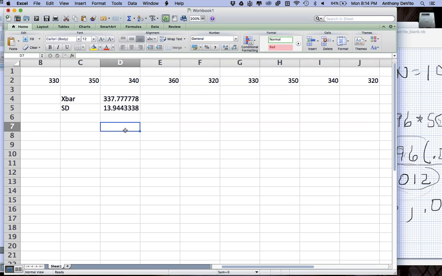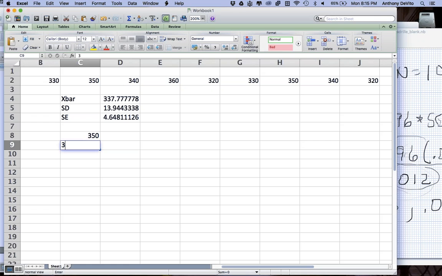So now I'm going to calculate the standard error. The standard error is going to be equal to the standard deviation divided by the square root of the sample size. So that's the standard deviation divided by the square root of 9. I'm just going to put 3. Okay, so our standard error is equal to 4.64. So now I want to know whether or not that value of 350 is different enough.